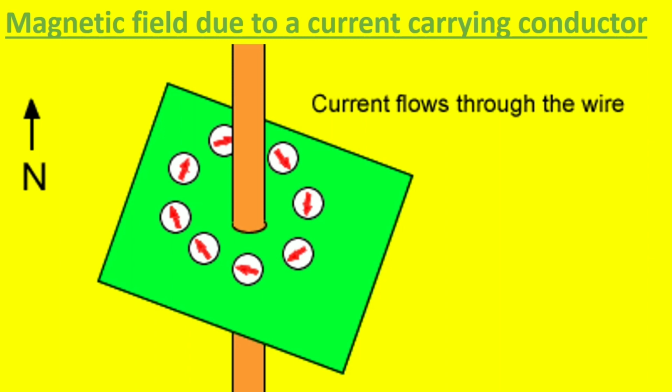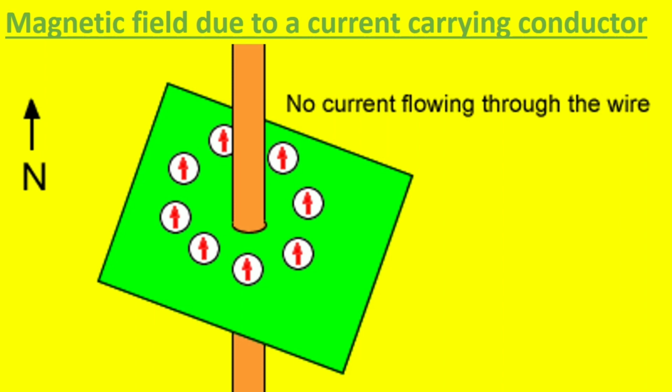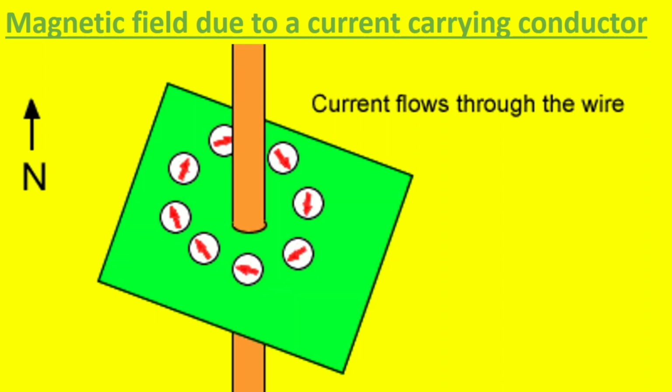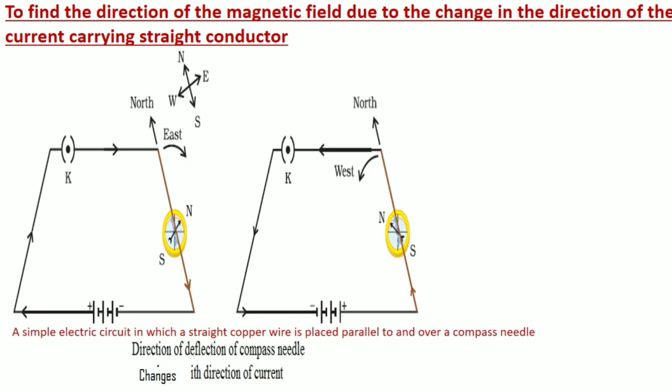When the current flows through the conductor, the magnetic needle placed near it shows deflection, indicating the presence of magnetic field due to the flow of current. Let's conduct a small activity to know the direction of the magnetic field due to the change in the direction of the current in a straight conductor.